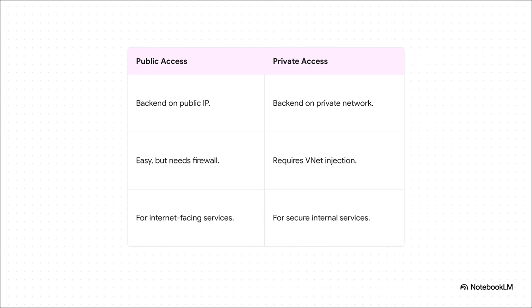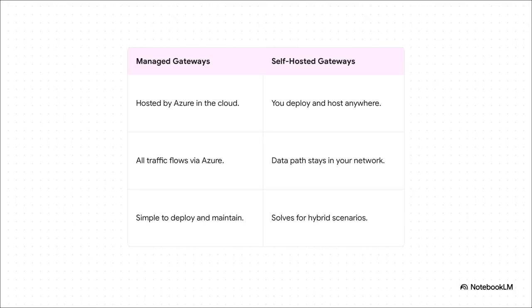But for the really sensitive stuff, your secure internal services, you can do something called VNet injection. This basically gives API management a private, secure tunnel right into your virtual network, which keeps those backends completely locked down and isolated from the public internet. Super powerful. And the flexibility doesn't even stop there.